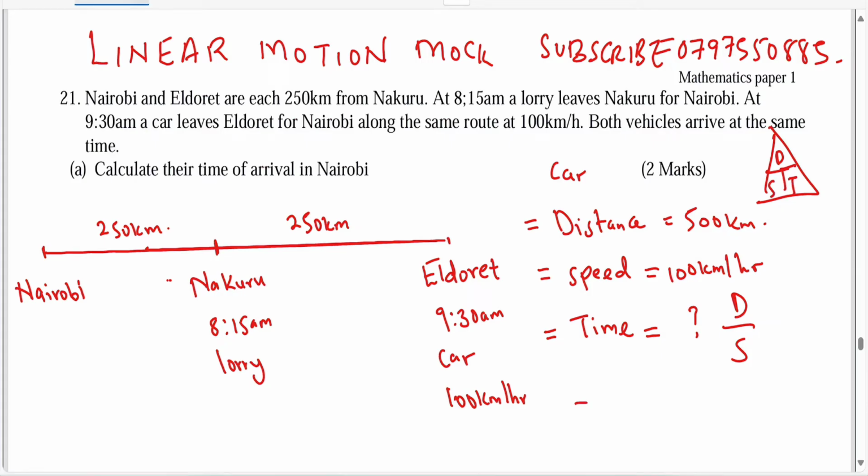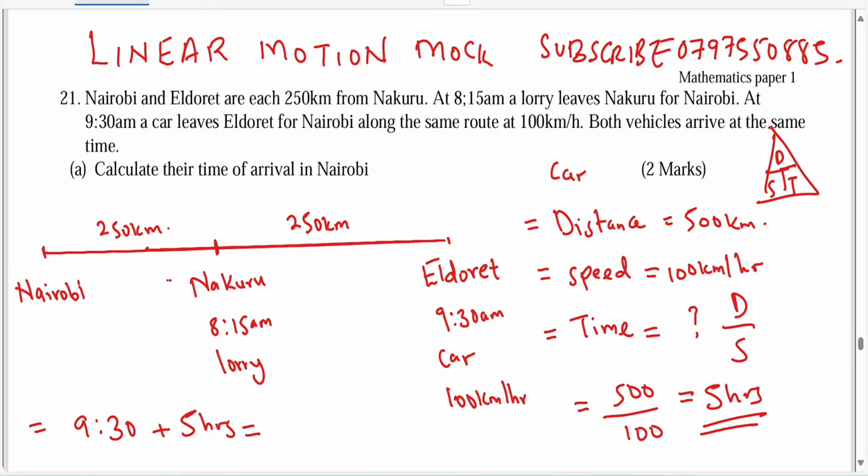Okay. So if our distance is 500, and if our speed is 100, so distance over speed just becomes 5 hours. So there's a 5-hour journey over there. So since the car left there at 9:30 a.m. and it took 5 hours, if you add 5 hours to it, what time does it reach there? So 9:30 plus 5 is just 14:30. So basically, it reaches there at 14:30 hours.